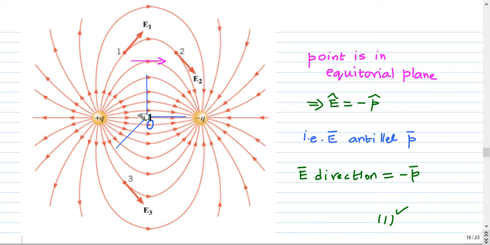The point where the position vector is perpendicular to the p vector corresponds to the points on the equatorial plane. So the point is in the equatorial plane, and on the equatorial plane the electric field direction is towards the right, and the p vector is from minus q to plus q, towards the left. So the direction of the electric field is opposite to the direction of the dipole moment vector, that is, anti-parallel to the dipole moment vector. So the direction of the electric field is the negative of the direction of the dipole moment vector.